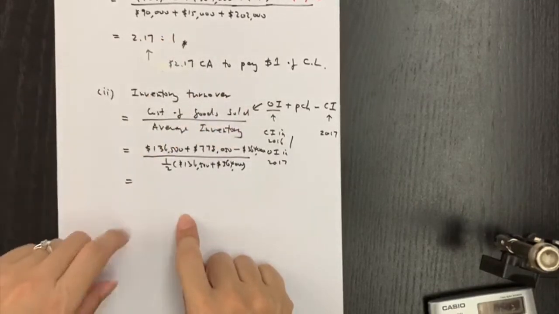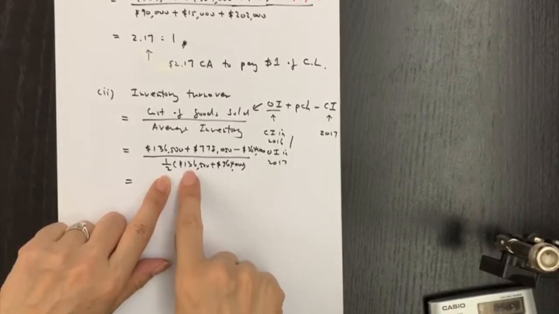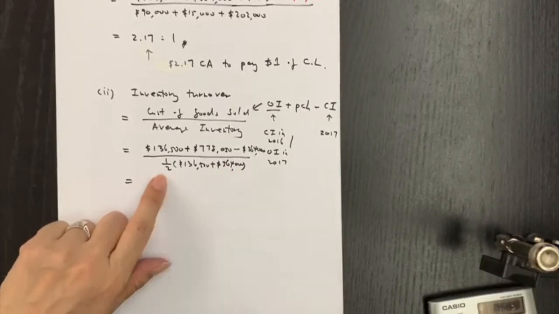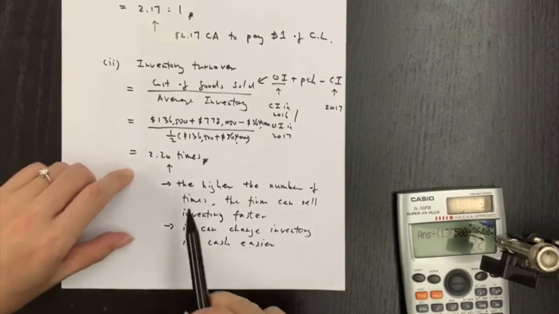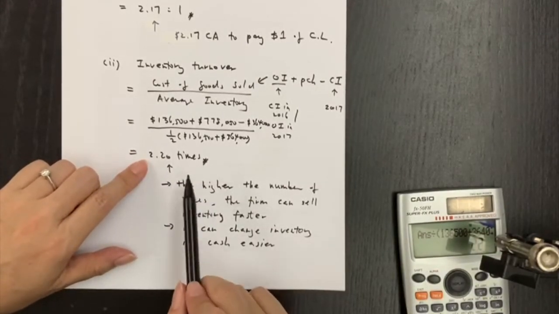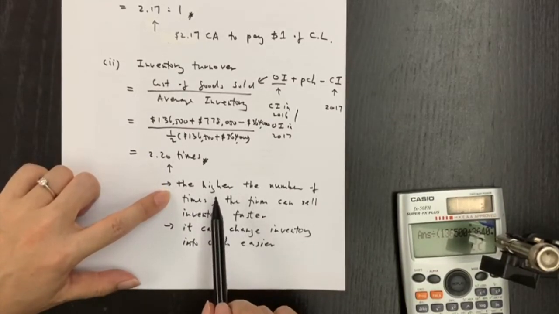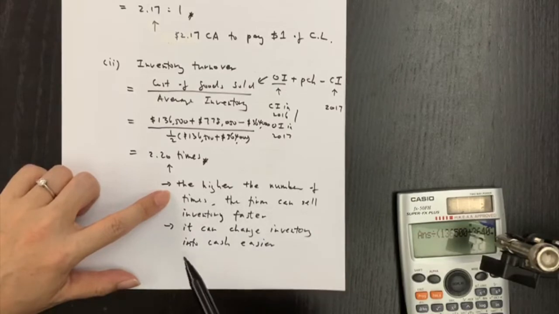closing inventory, and then divided by average inventory, which is the opening and closing, and then you take average. Okay, so then you use your calculator, and then you get 2.20 number of times. So this inventory turnover is to measure how fast the firm can sell its inventory.